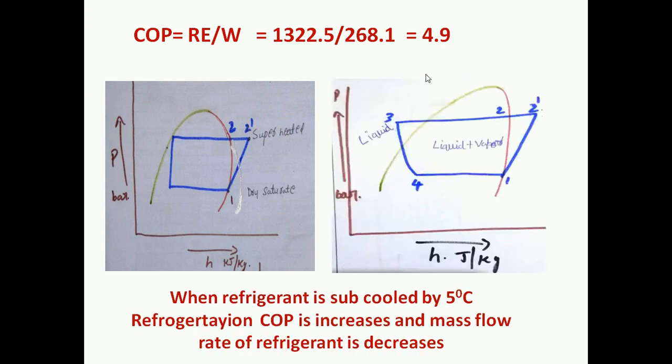So this is without subcooling. With subcooling, the area of the refrigeration effect will increase. When the area of the refrigeration effect increases, the COP of the refrigeration process will increase. This is the problem I have explained.